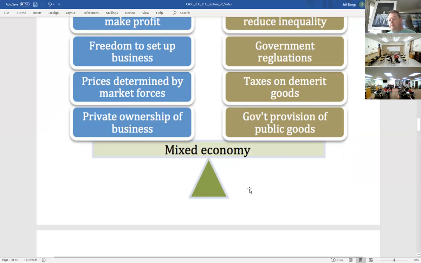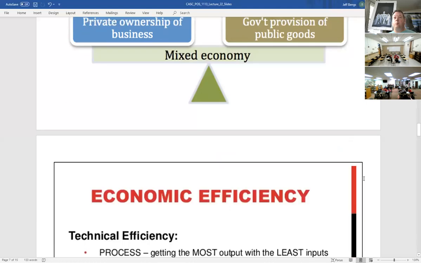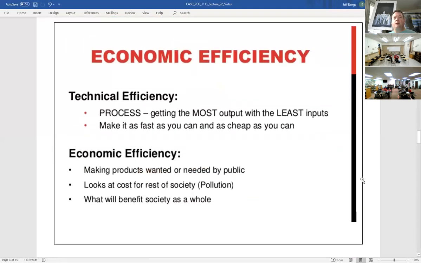Now, this whole section that we're dealing with is about the government being a regulator of the economy. And so in regulating the economy and therefore creating a mixed economy, there's two key goals that the government is aiming for. Number one, the government wants our economy to be efficient.